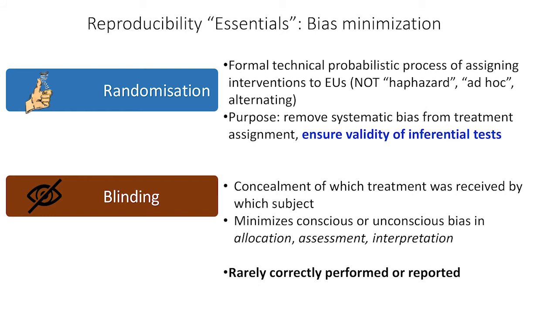And then blinding is another logistic procedure which attempts to minimize bias in the assessment or allocation or interpretation of the results by concealing which treatment was received by which subject. And again, rarely correctly performed or reported.